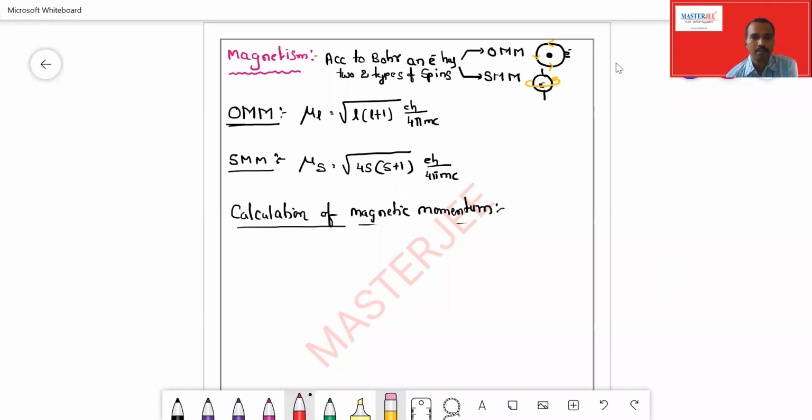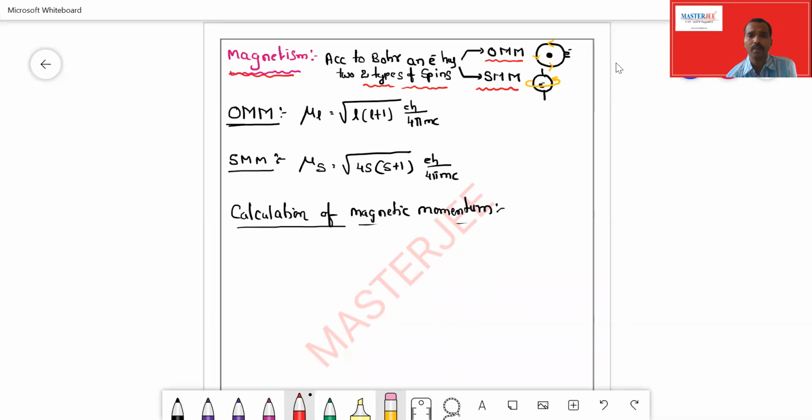Next topic is magnetism. What is meant by magnetism? We can explain it with the help of these things. According to Bohr's atomic model, an electron revolving around the nucleus exhibits two types of magnetic moment: orbital magnetic moment and spin only magnetic moment.